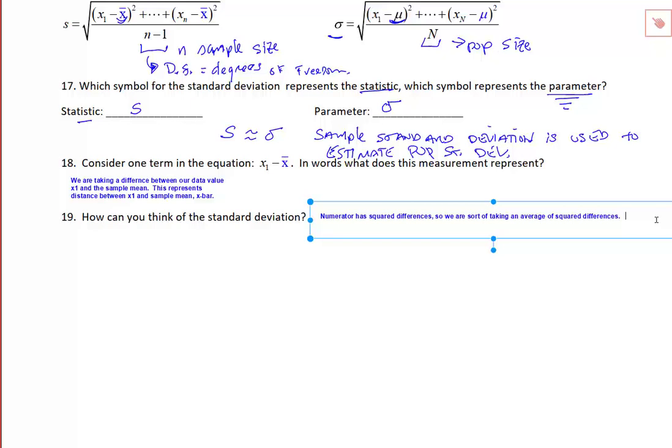When one goes up, the other one goes up. When one goes down, the other one goes down. And the two numbers are not that far apart. So what I'm about to say, you can think of it, of the standard deviation, as the average distance away from the mean. So think of it that way. It's sort of an average distance away from the mean.